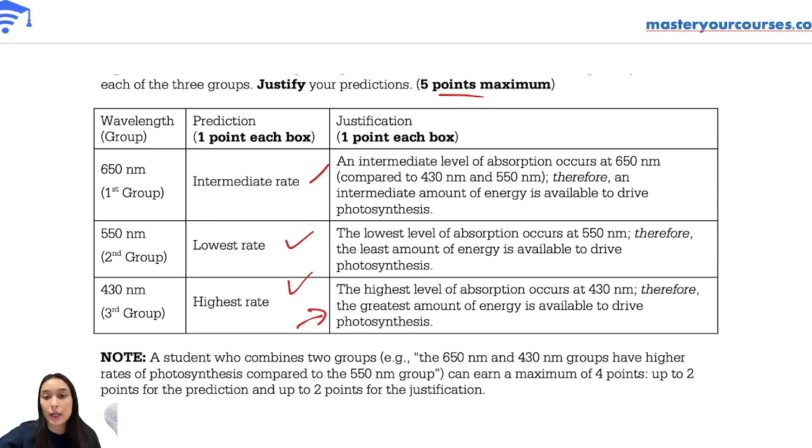So we would have got, maybe they meant that this one was out of 6, but either way, we got all of these. And this little note at the bottom just says that students that combine 650 and 430, saying that these have similar rates, you would not accept it. So it's just saying that it's not enough to say these are the highest, these are the lowest. You had to mention all 3 of the groups.